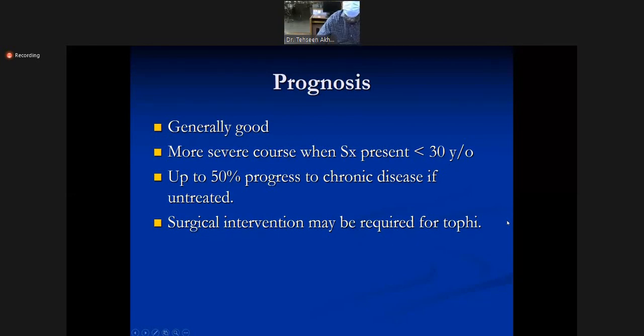Prognosis, generally good. A more severe course when it presents before 30 years of age. 50% progress to chronic disease if untreated.